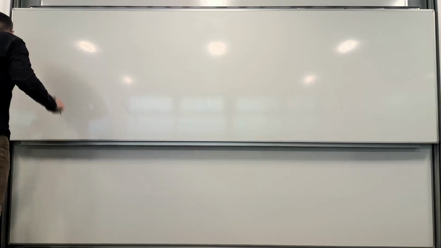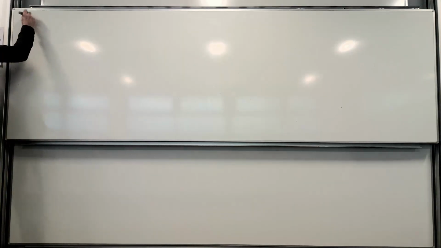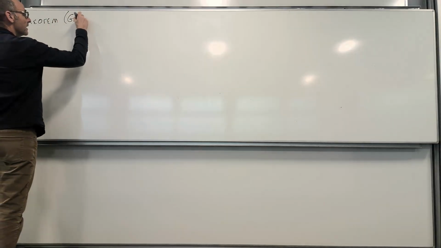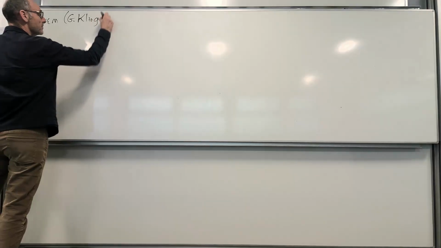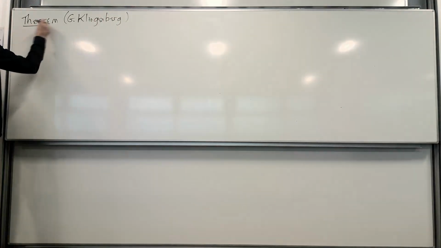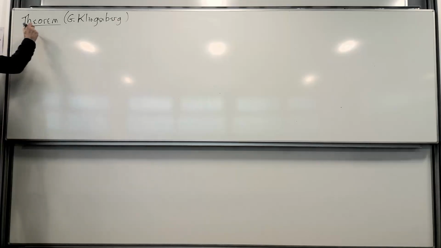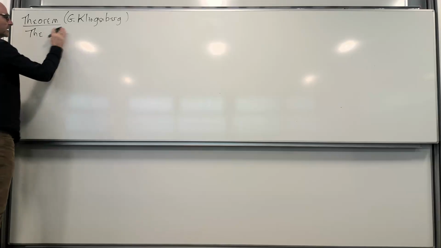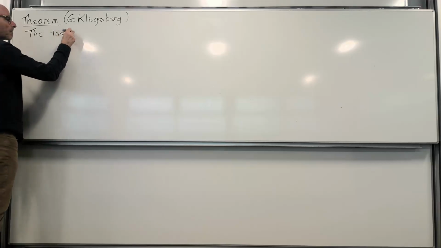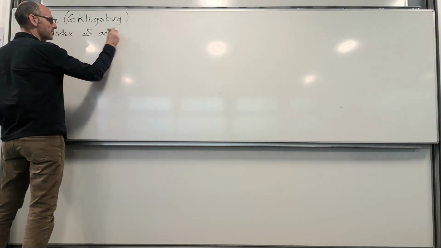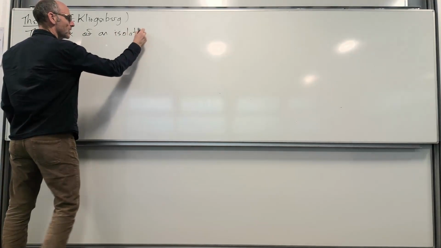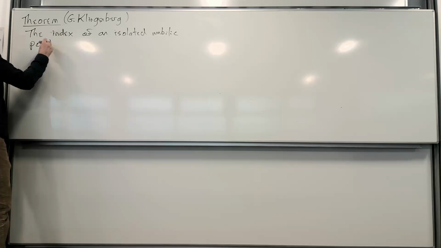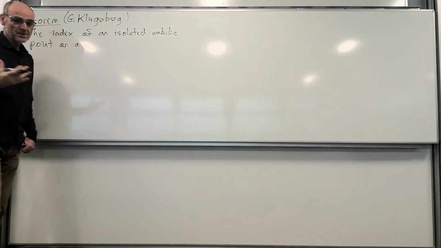So in particular, let me go to the start. And this is what I want to try and explain. It is, as I said, about umbilic points. So the index of an isolated umbilic point on a surface.